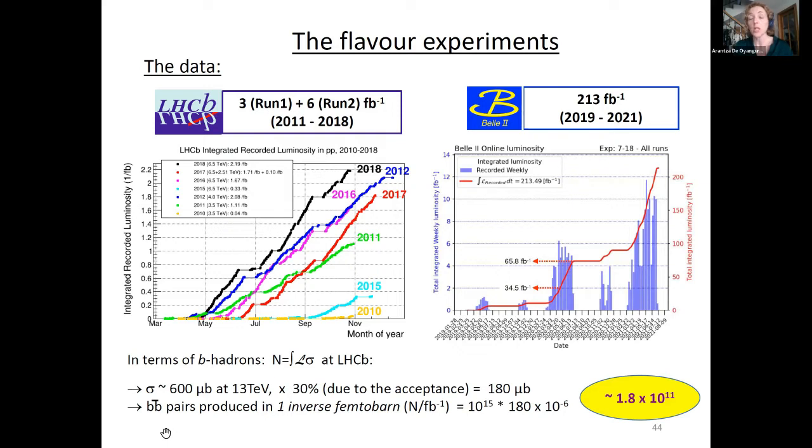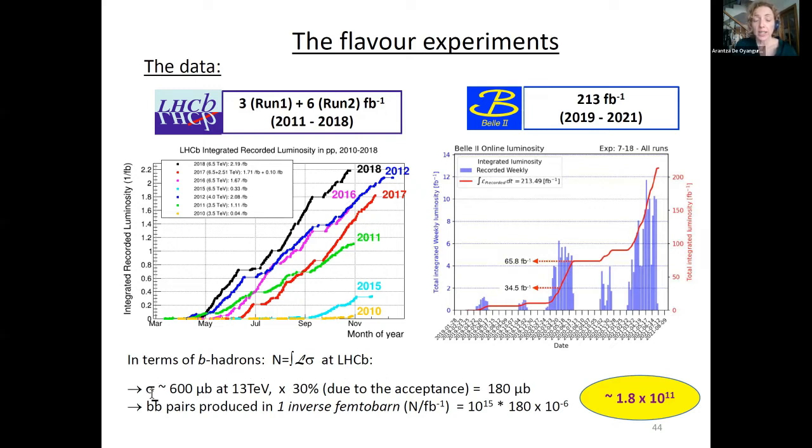I don't know if you are familiar also, but usually the units of luminosity are inverse femtobarns, and I'm sure that you have seen this kind of plots, and if not, you will see them in any of the conferences you attend, showing how an experiment evolves and how it is collecting the data. You can see, for instance, in Belle II, which was starting, and this is a bit old, the luminosity that it is having in Belle II, I think it will be more now. And the inverse femtobarn is the unit that we use for measurements of luminosity.